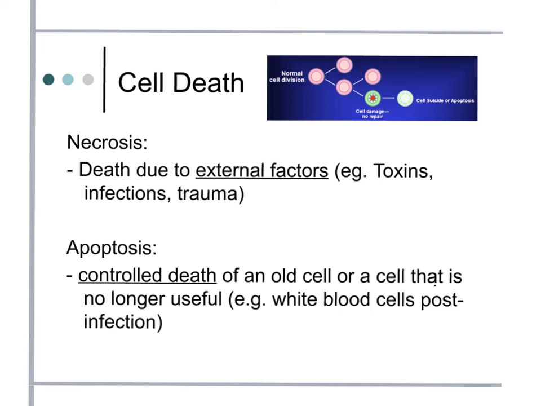The other type of cell death is apoptosis, which is basically when a cell commits suicide. So it's a controlled death of an old cell or a cell that is no longer useful. An example of a cell that might not be useful anymore is white blood cells, an excess of white blood cells in your bloodstream after an infection, which means the infection has already been dealt with and there's no longer a purpose for these white blood cells to be hanging out.